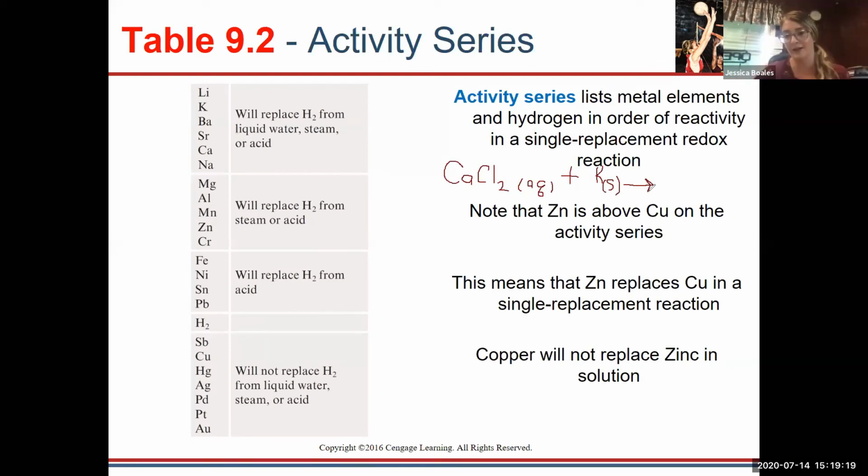Would the K replace the calcium? That is correct. So then it would be K. KCl. KCl, aq. aq, that's right. And calcium.